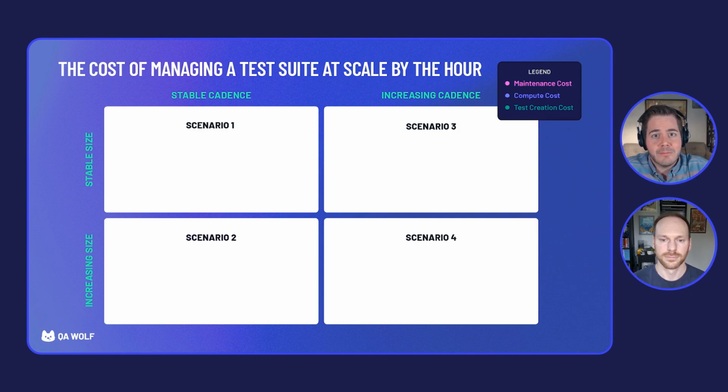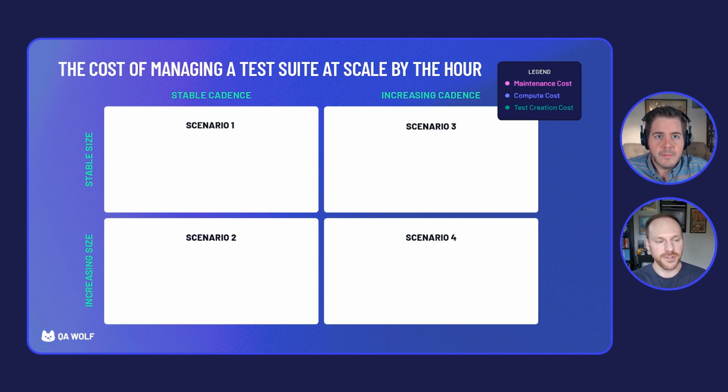Yeah, so to illustrate this, we're going to show 4 different scenarios that we've come across at QA Wolf. This is going to help us demonstrate how suite size and run cadence help drive up the total cost of ownership. So let's talk about that to really get into what that looks like.